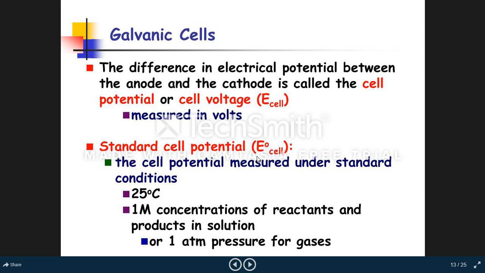Standard cell potential, E0 cell. What does it mean? It means the cell potential measured under standard conditions: the temperature is 25 degrees Celsius, the concentrations of reactants and products in solution are 1 molar, or 1 atmosphere pressure for gases.